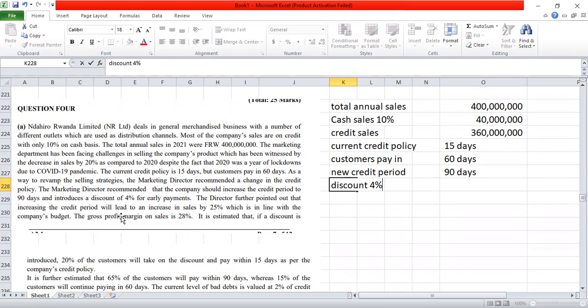The director has further pointed out that increasing the credit period will lead to an increase in sales by 25%, which is in line with the company's budget. The gross profit margin is 28%.